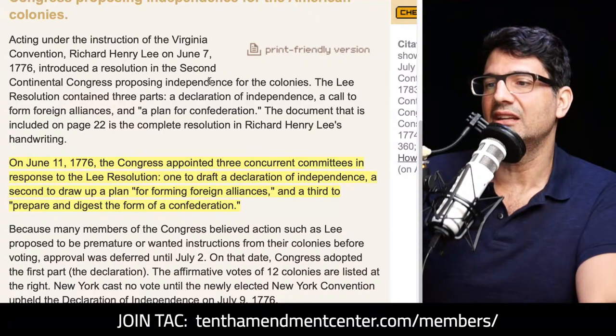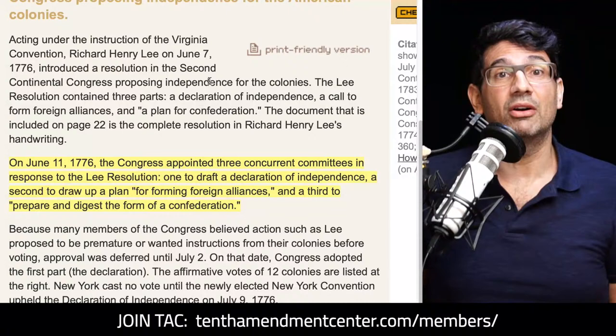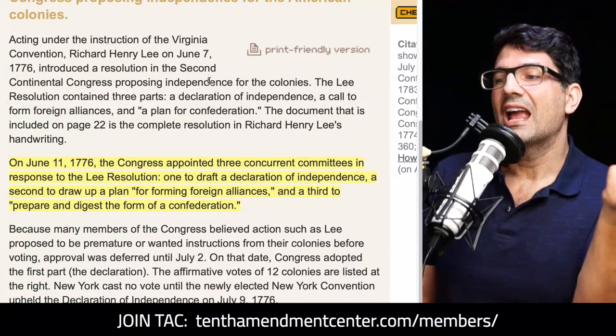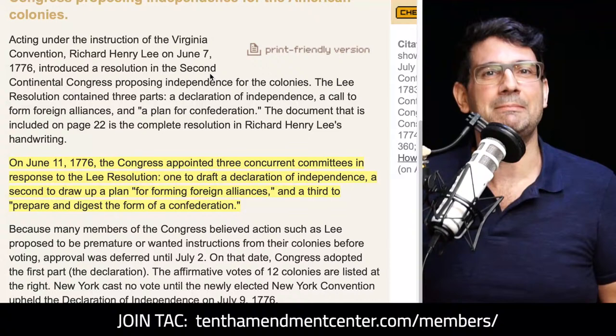So they had three committees. There was a committee of five that we're aware of to draft a declaration. That's John Adams, Thomas Jefferson, Benjamin Franklin, Roger Sherman, and Robert Livingston. Then there's a second one to draw up a plan for forming foreign alliances. Of course, they're going to be an independent state, or 13 free and independent states, or maybe 12.